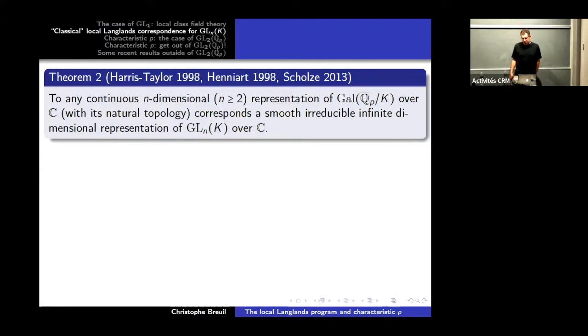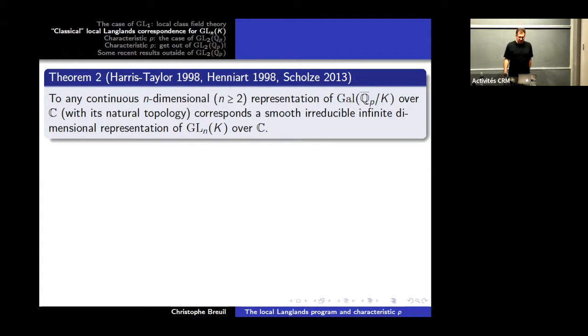So that's local Langlands correspondence, but of course I state it in a very vague way because the local Langlands correspondence is a huge industry which has kept thousands of people busy for several decades. So of course it's quite hard, but still you have the statement. If you start with any continuous n-dimensional representation of Galois Q_p bar over K, which I will take here over C, so an n-dimensional C vector space with its natural transcendental topology, then to such a representation corresponds a smooth, irreducible, infinite dimensional representation of GLn K over C, meaning an infinite dimensional C vector space equipped with a smooth action of GLn K, and which is irreducible, meaning the only subspaces stable under the action are either the whole space itself or zero, nothing in between.